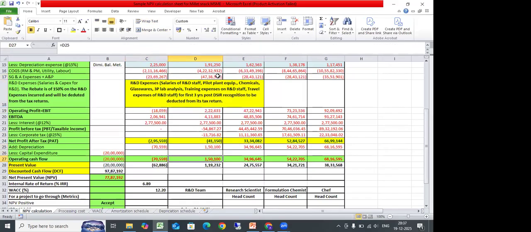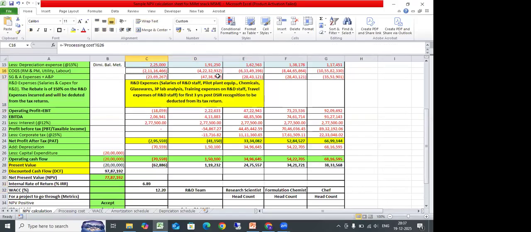My margins will go down, because I am increasing my expenses. So for the second year, instead of 6%, I have taken 10% of sales revenue. See, the IRR has come down, almost 14%. 6.89. It is lesser than your WACC. The project is rejected.